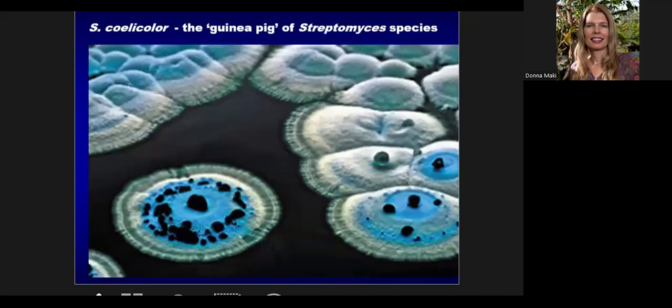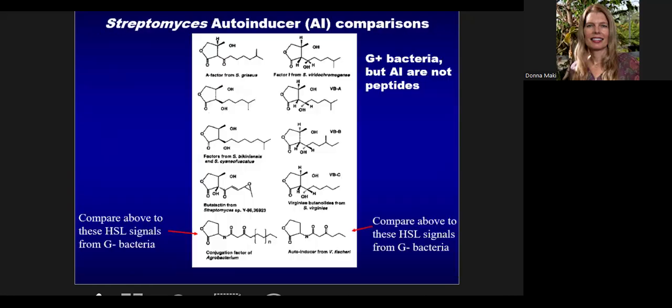And then they look like this on agar plates. The colonies can be beautiful colors. I think I showed this to you already with the crystallized antibiotic that's oozing out. And so they are very interesting to look at, with a complex life cycle and prolific antibiotic producers. But this is what they do.